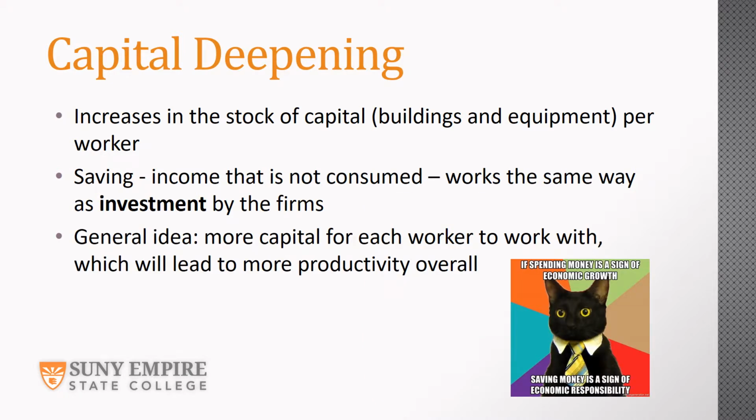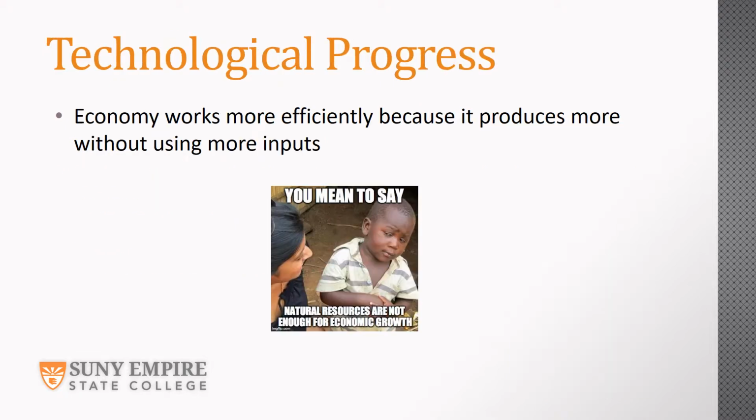How does capital deepening increase the gross domestic product? The basic idea is that each worker has more capital with which to work. Those workers should then be more productive. This will lead to more productivity overall for the entire nation. The other way nations increase their gross domestic product per capita is through technological progress. With technological progress, the economy works more efficiently because it learns how to do more work with less input.